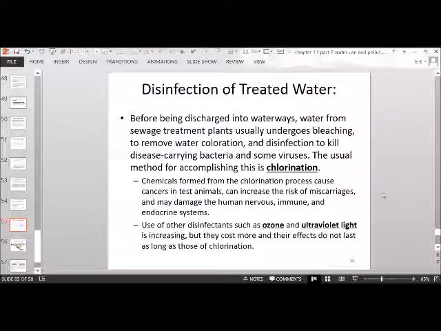The use of other disinfectants such as ozone and ultraviolet light is increasing, but they cost more and their effects do not last as long as those of chlorination. Also, by the time your tap water comes to your tap, it has also been chlorinated, usually by the water company. Now, if you have a well on your own property, then you most likely do not have that happening. But if you get water from your local town or city, many times they chlorinate it.